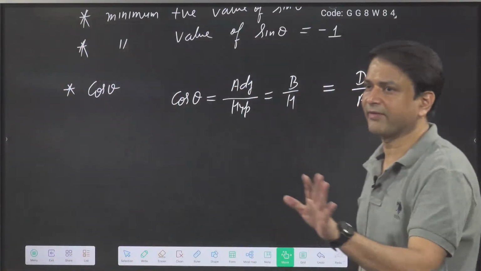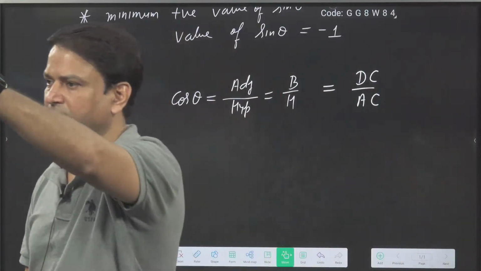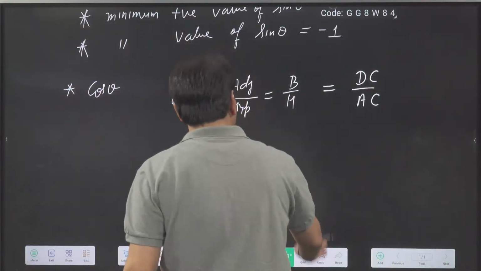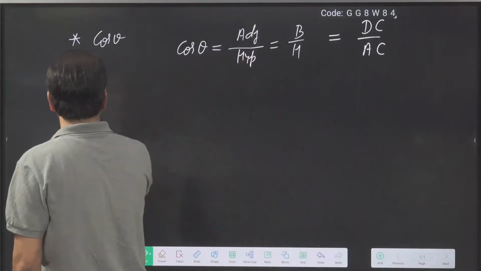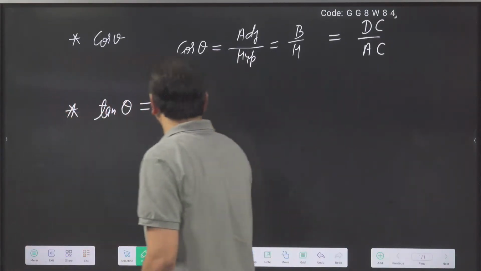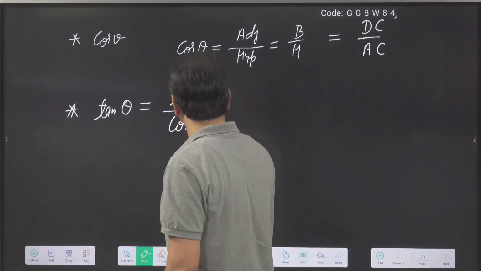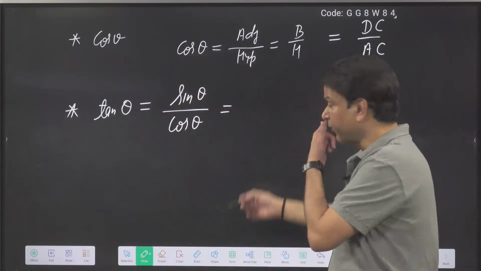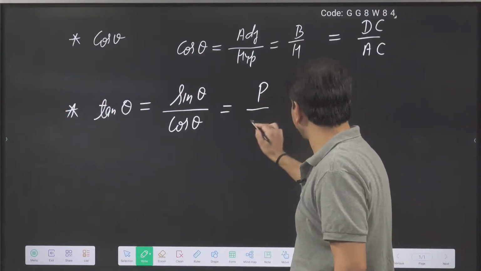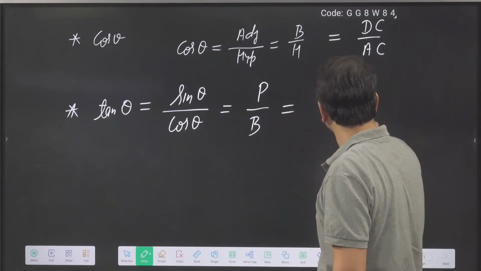So cos theta, everybody got. The same condition is there for the cos theta maximum and minimum value, what I said for sin. Next one is tan theta. Tan theta is the ratio of sin theta and cos theta. Basic formula we are saying perpendicular upon base, or we can say opposite upon adjacent.